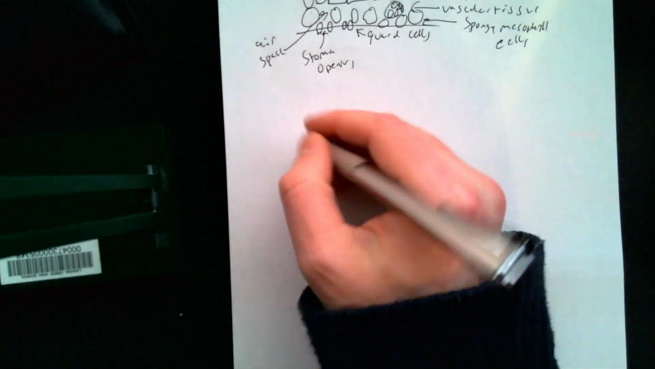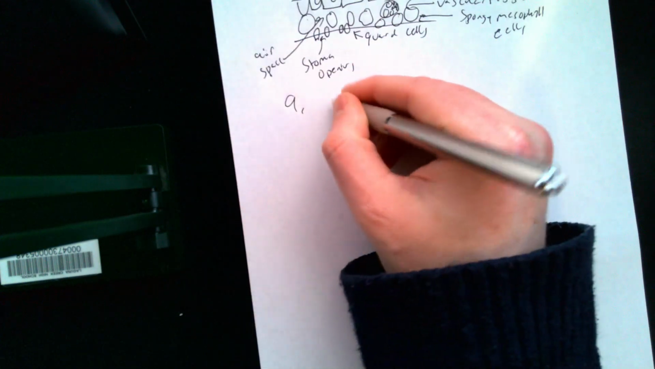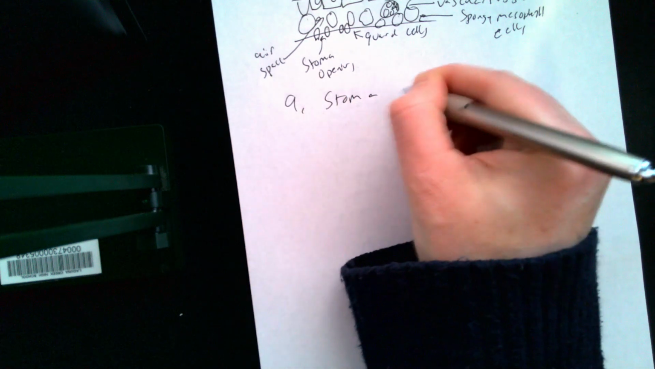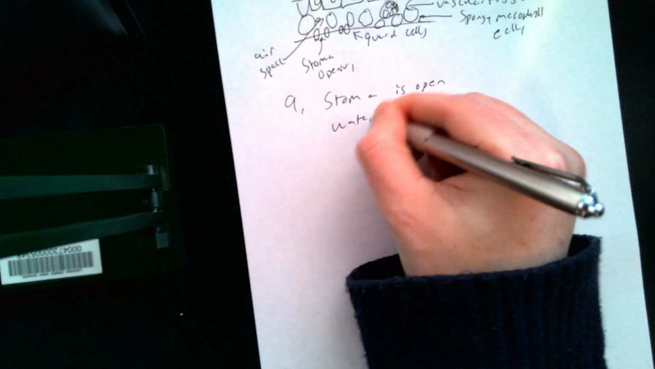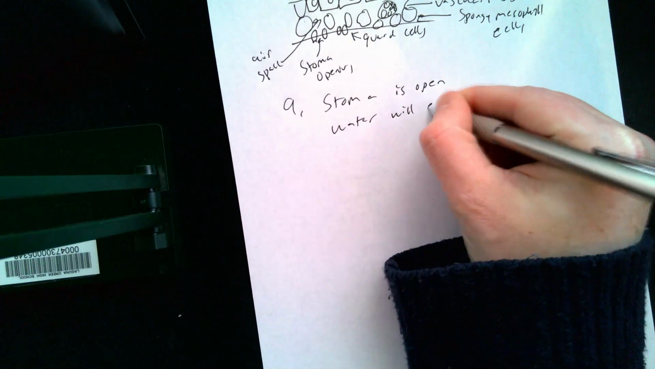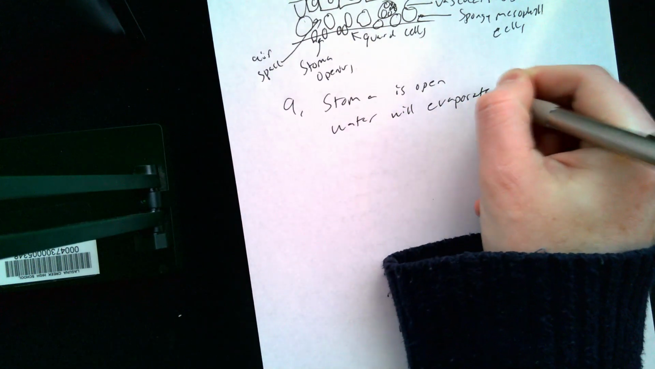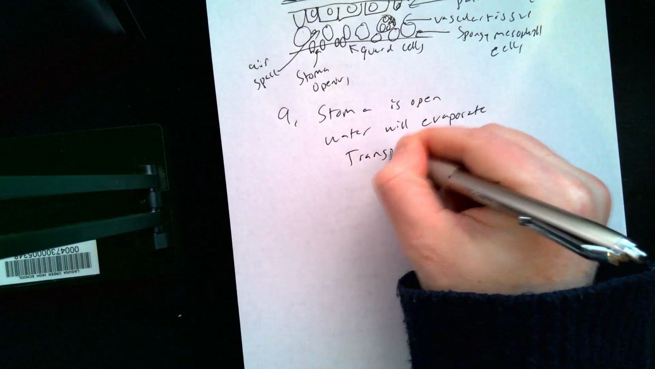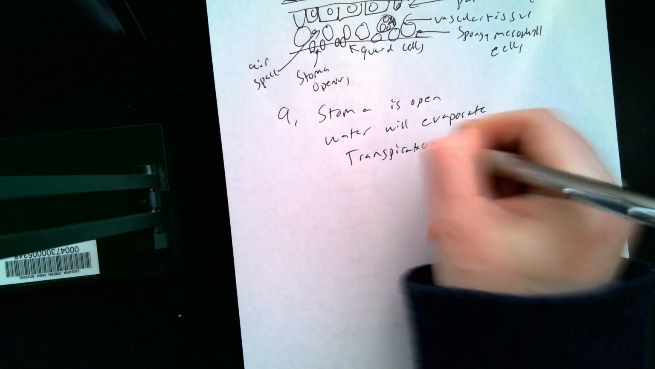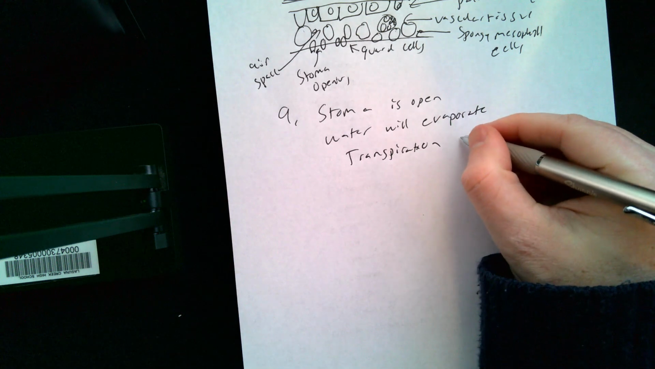Means we need to do number 9. So transpiration. When the stoma is open, water will evaporate out of the stoma. And that is called transpiration. So transpiration is the evaporation of water from a leaf, or from a stoma.